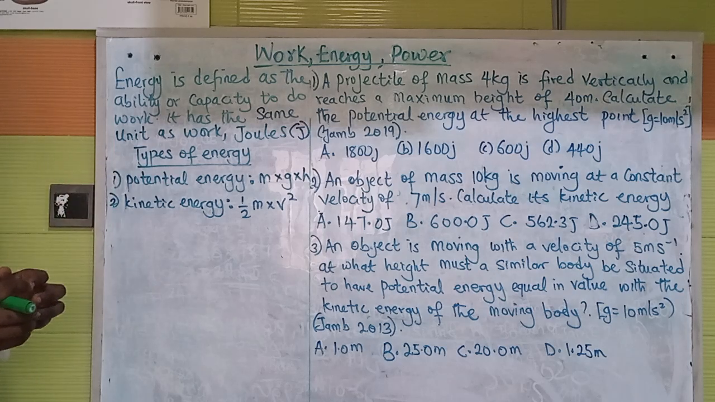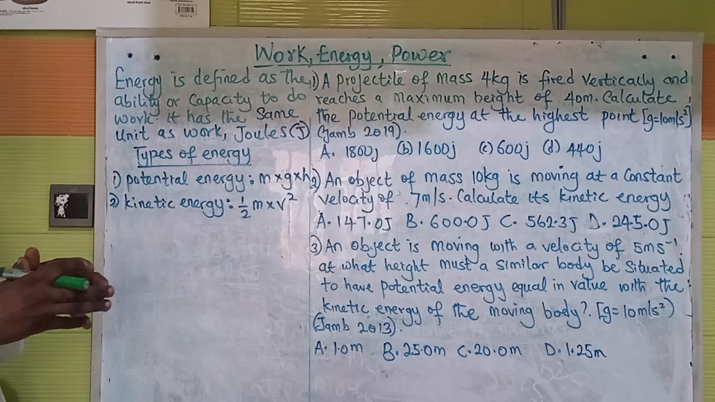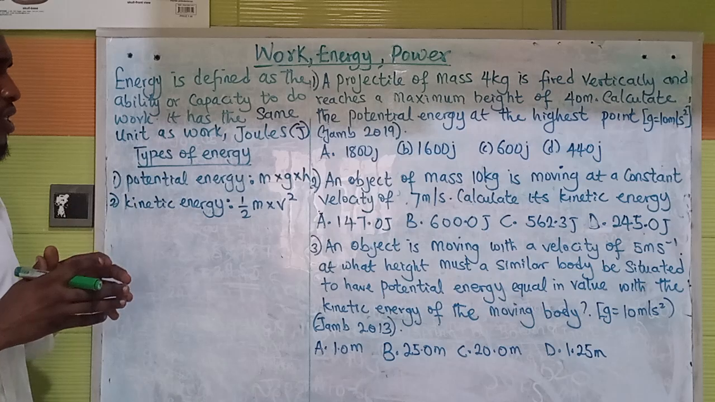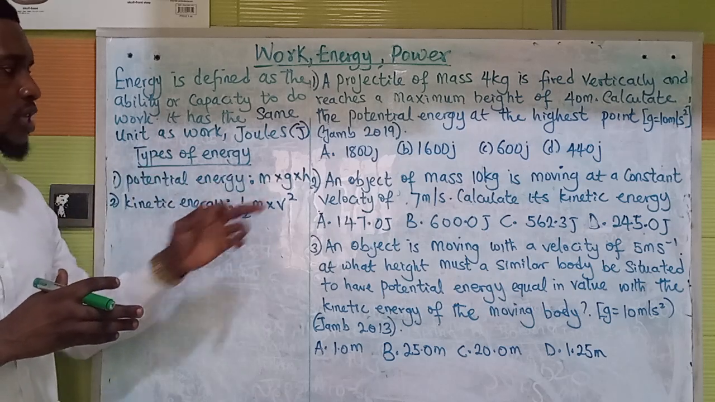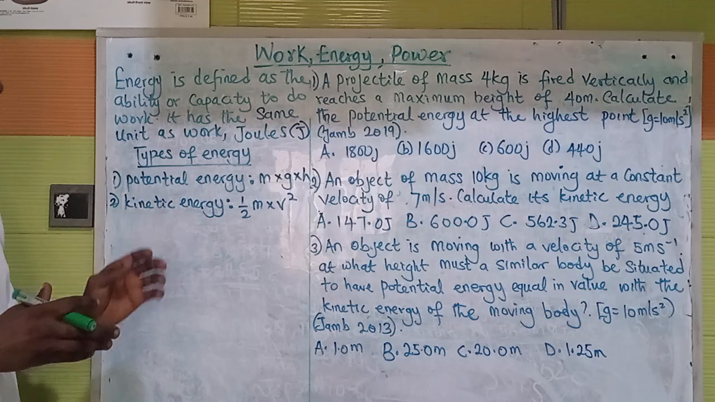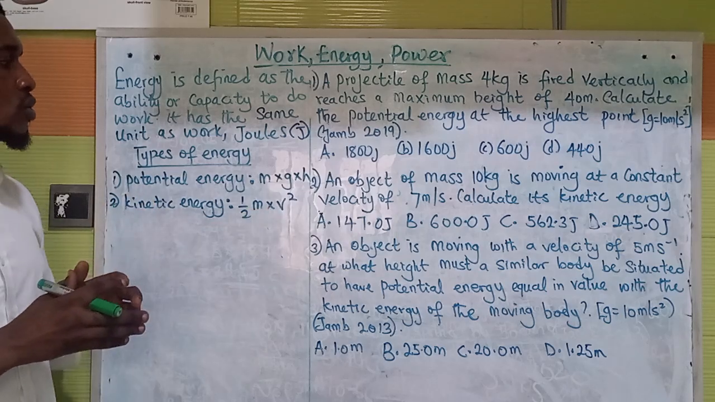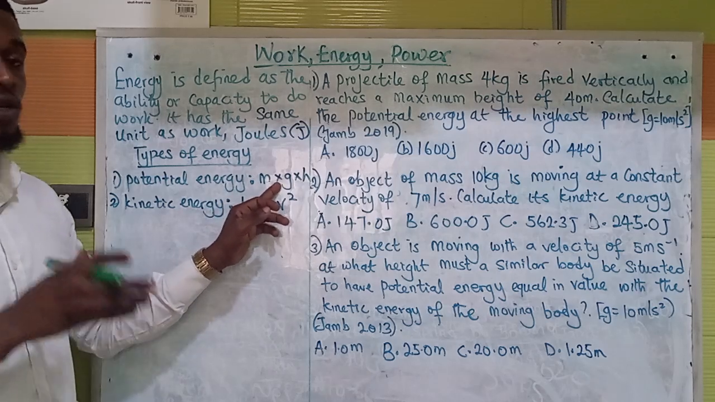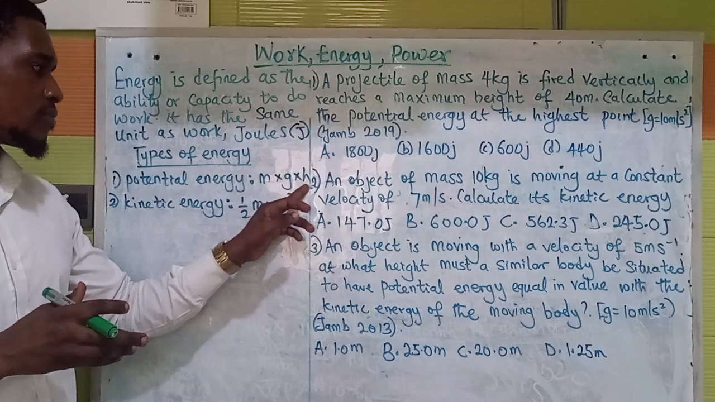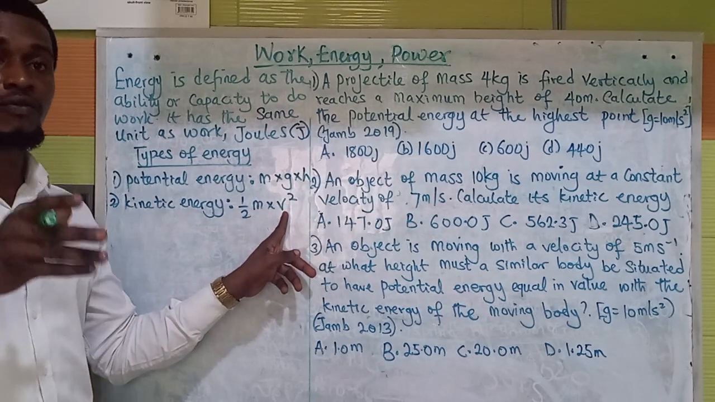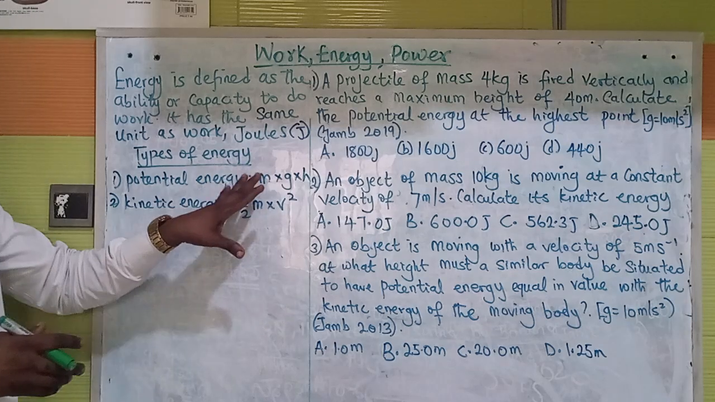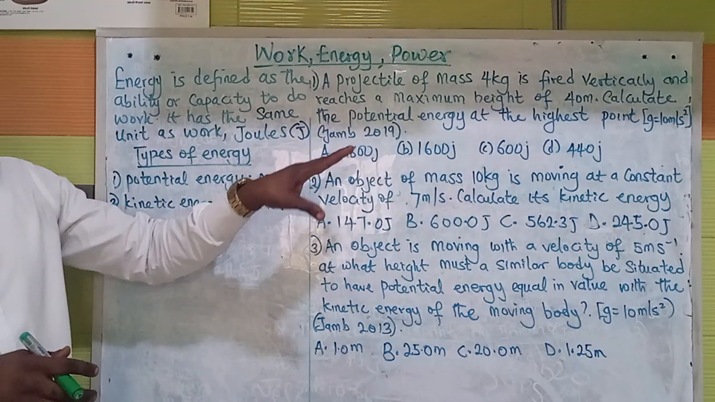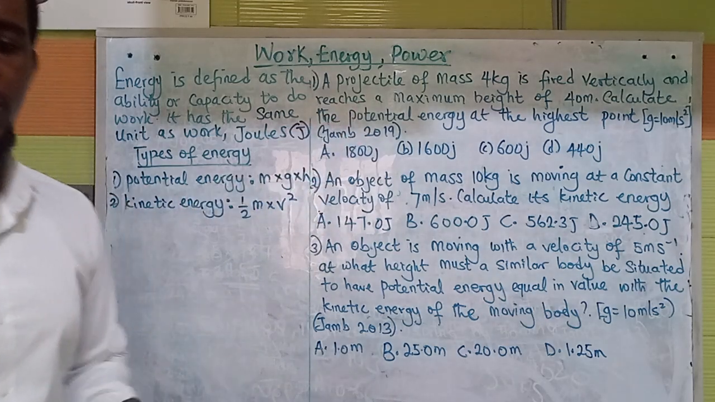For types of energy, we have different types, but for this class, we'll be looking at potential and kinetic energy. Potential energy is m times g times h, while kinetic energy is half mv squared. The m stands for mass, the g stands for acceleration due to gravity, and the h stands for height, while the v stands for speed or velocity. So let's use these formulas to solve some questions and see how to know which formula to use.